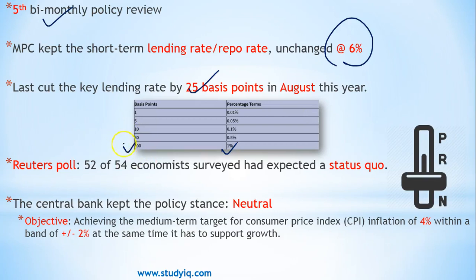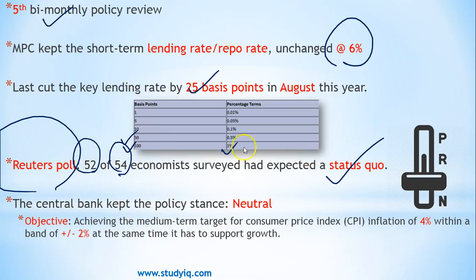When you say 50 basis point reduction, that means we are talking about 0.5%, 0.50. So this is what basis point is all about. And the decision of keeping the status quo as it is was something that was expected, right? A poll done by Reuters, which is a very famous news agency, indicated that out of 54 economists, 52 said that things are going to be as they are.